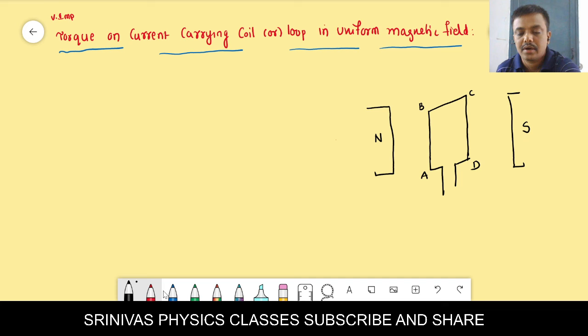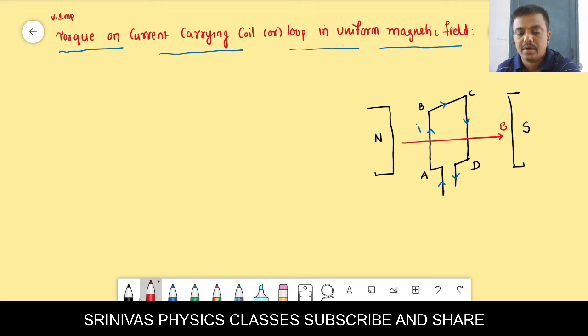This ABCD is a current loop. It carries some current. The current we can consider as flowing from A to B and B to C, C to D, and then coming back like this. This is a current loop. What about the magnetic field direction? The magnetic field direction is away from the north and towards the south. This is the direction of the magnetic field.